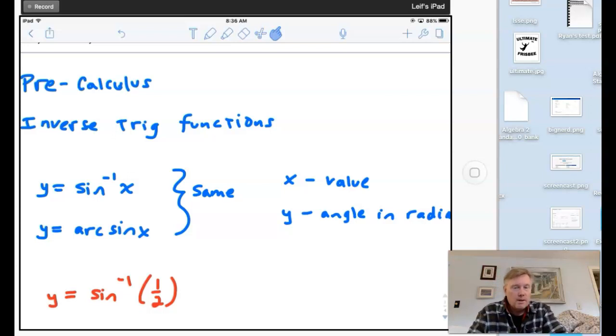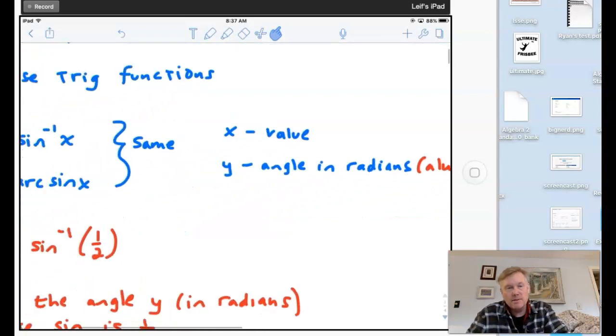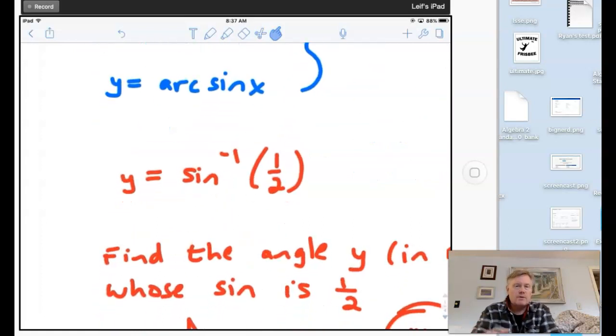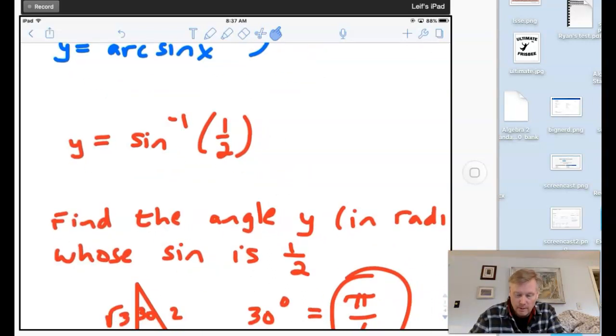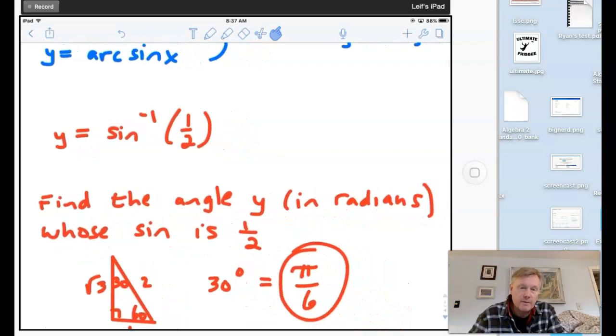So with that said, when I say the inverse sine of x equals y, I'm saying x is the value and y is the angle, okay? So when I say the angle, it's always in radians, okay? So if I was looking at this particular problem where it says y equals the inverse sine of 1/2, what that really means is I'm looking for which angle gives me the inverse sine of 1/2, or find the angle y whose sine is 1/2, okay?